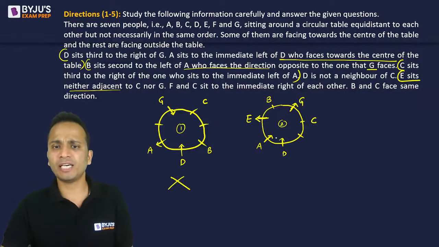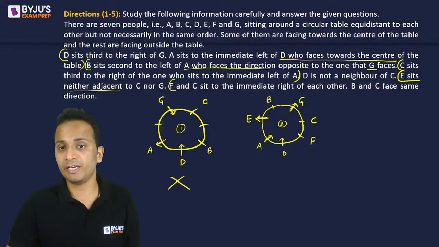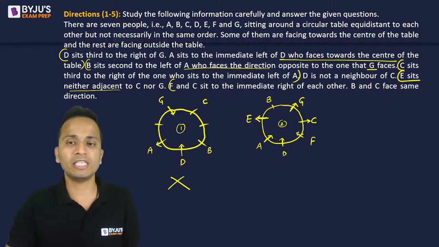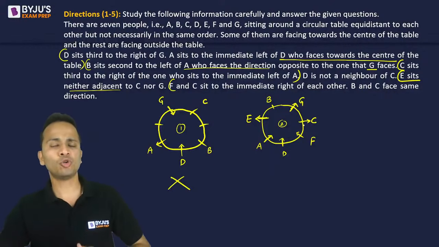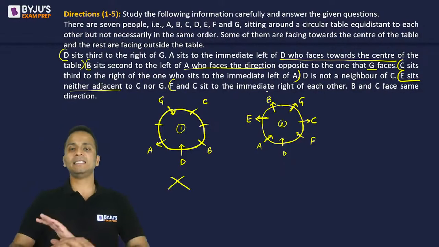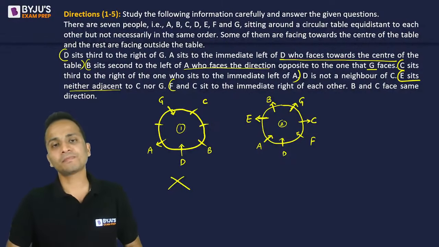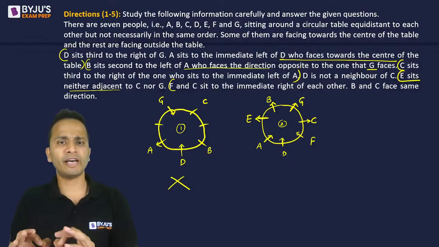सारे लोग बैठ चुके हैं, बस एक बचा है, ABCDE, F इज लेफ्ट, सो F को मैंने यहां पे बिठा दिया, राइट। नाउ नेक्स्ट कंडीशन, F एंड C सिट टू द इमीडिएट राइट ऑफ ईच अदर। नाउ F एंड C एक दूसरे के इमीडिएट राइट में बैठे हैं, so C will be facing outside and F will be facing inside. Good to find out the direction. Last, B and C face the same direction. So जो direction C face कर रहा है outside, B will also face outside the table, and that is the complete arrangement, right?